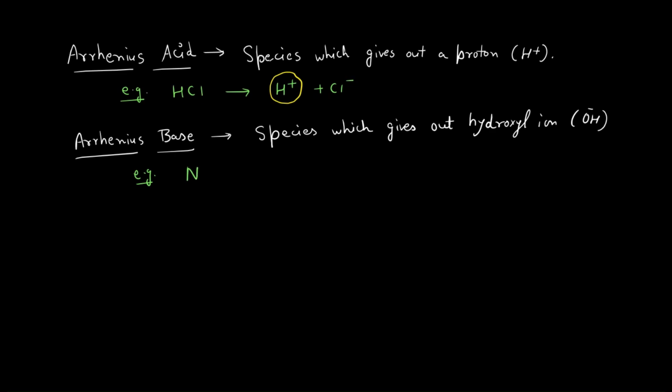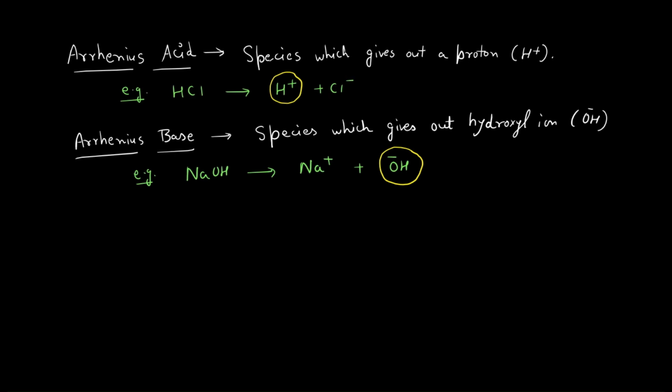NaOH. NaOH can dissociate to give us sodium ion and OH negative ion. So because of this OH negative ion, this species is called an Arrhenius base.